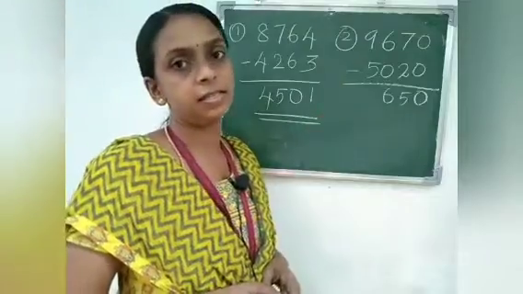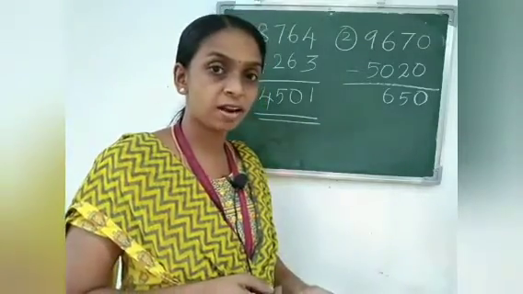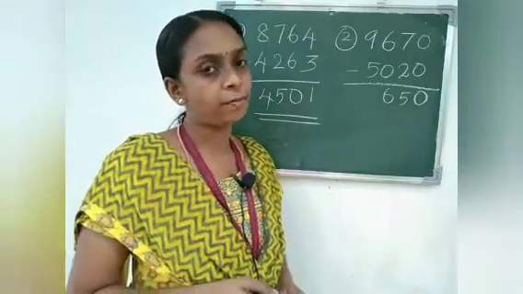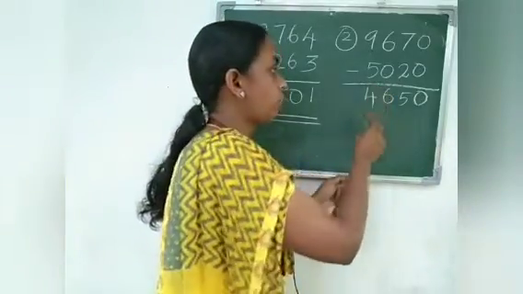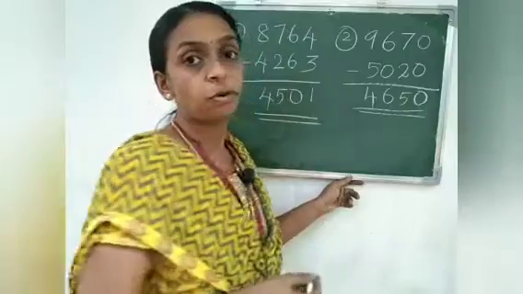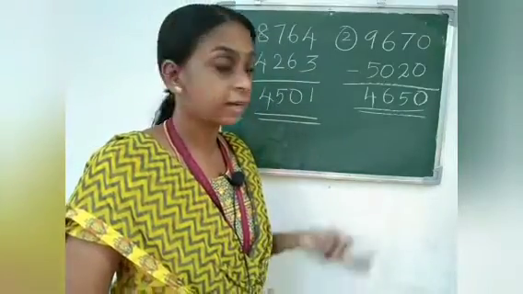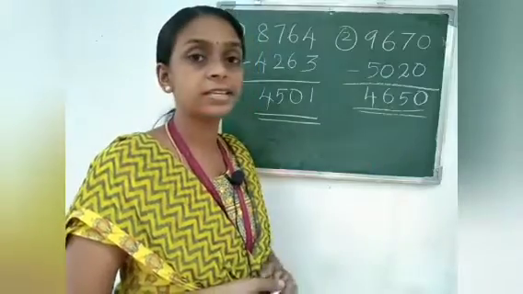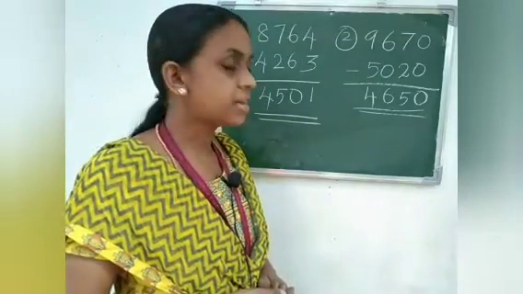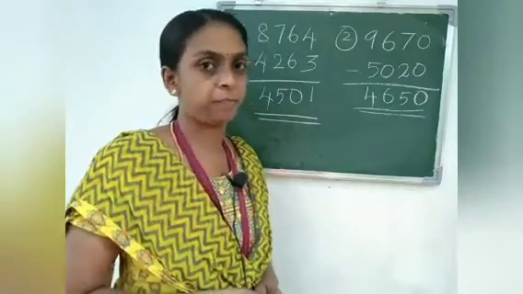Then last, the thousands place digits are what? 9 and 5. 9 minus 5 is what? 9 minus 5 is 4. So all of you read the answer. How will we read this number? 4650.